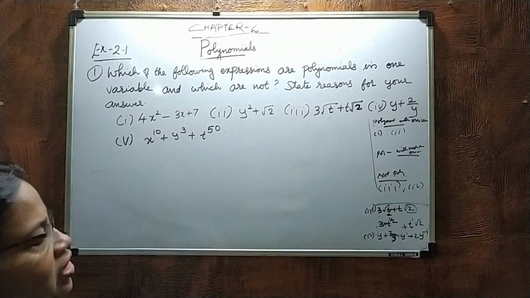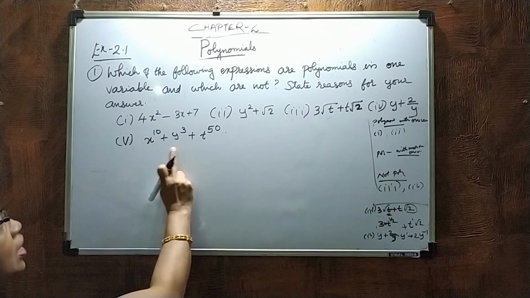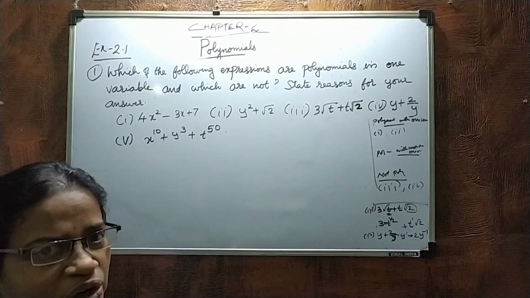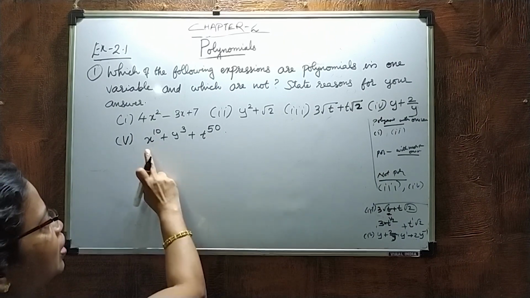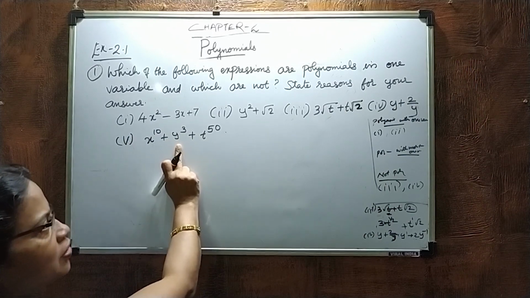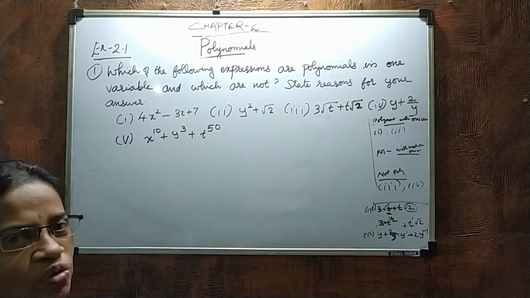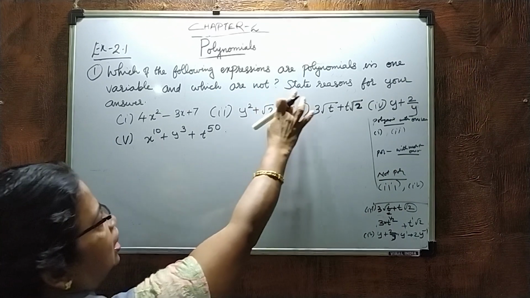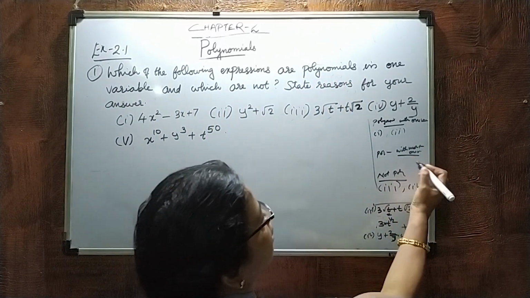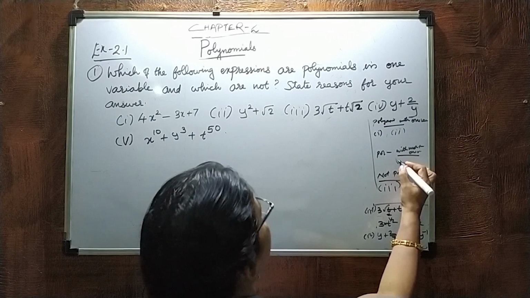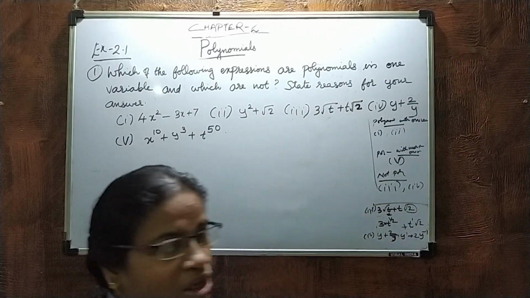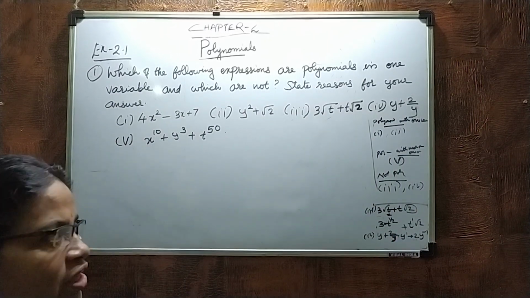Next one, the fifth one. Just look, here x is there, y is there, t is there. Is it one variable? No. These are all different. The first variable is x, the second variable is y, the third variable is t. We don't want three variables. We want only polynomials in one variable. So this is not in one variable. The fifth question is a polynomial with more than one variable.